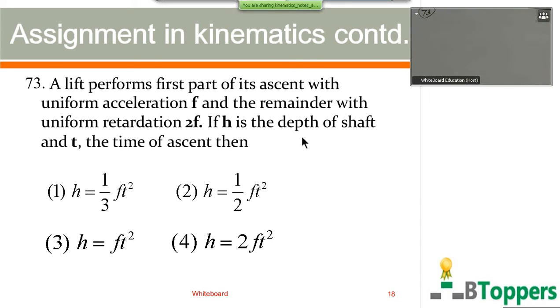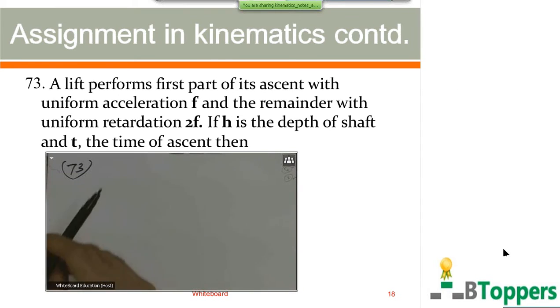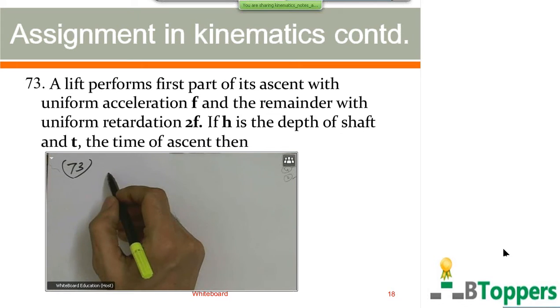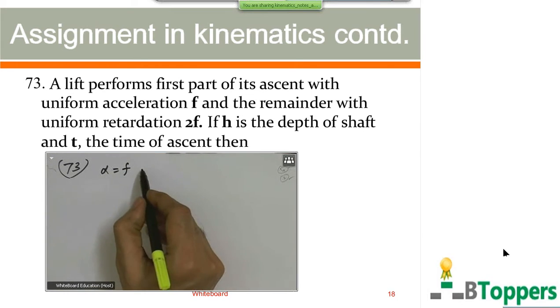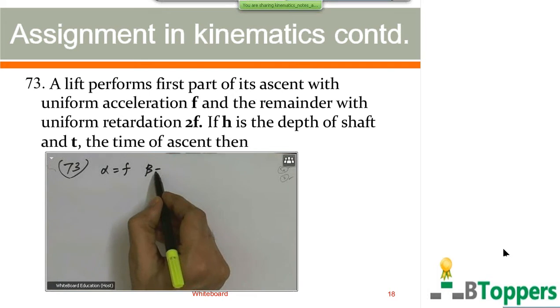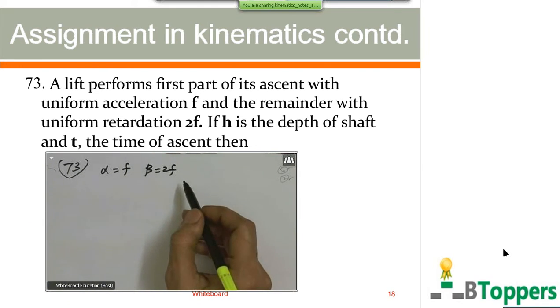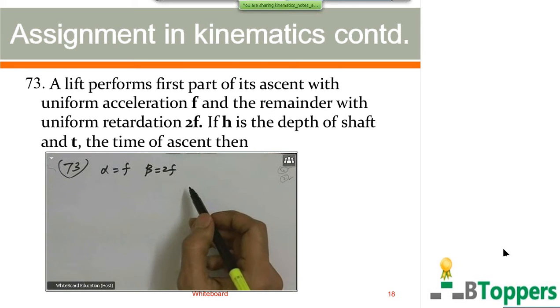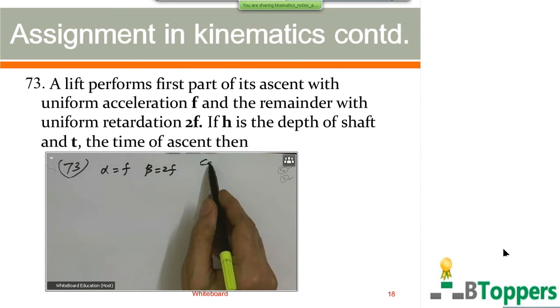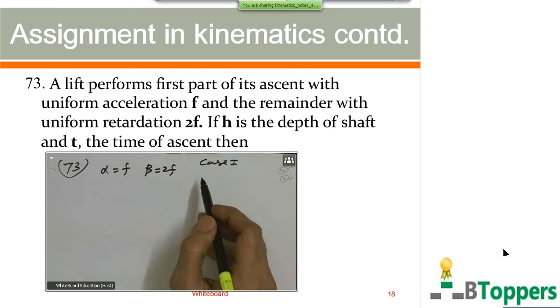This problem also comes from the same special case one. So look at question number 73 again. A lift performs the first part of its ascent with uniform acceleration F, the remainder with uniform retardation to F. H is the depth of the shaft and T is the time of ascent. Now see, this problem also comes under the same special case one which I have discussed in velocity time graphs in the previous class.